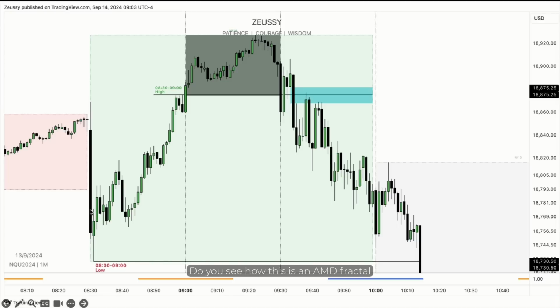Do you see how this is an AMD fractal, meaning the first 30-minute cycle accumulated, the second 30-minute cycle manipulated above the high of that accumulation cycle, and the third cycle distributed lower towards the low of that accumulation cycle? These cycles represent AMD. Investigate that.